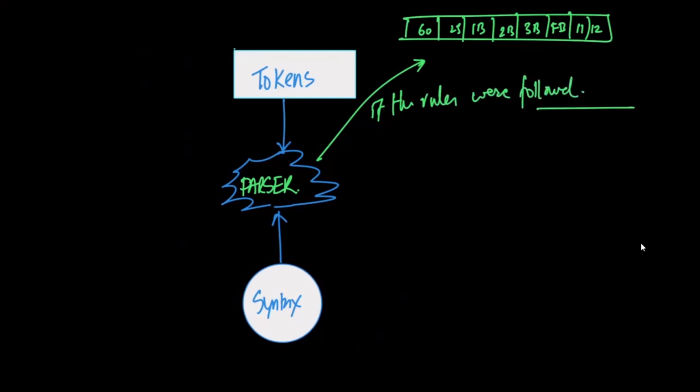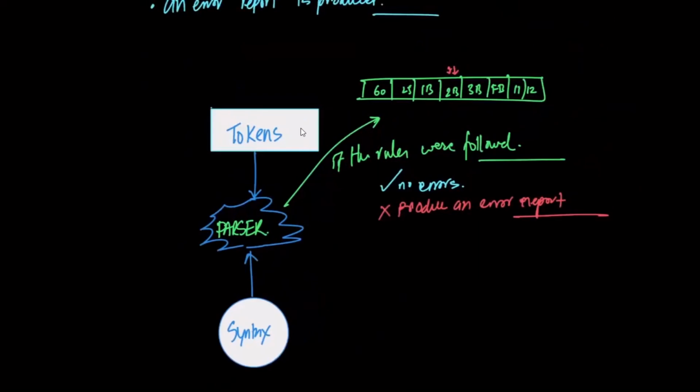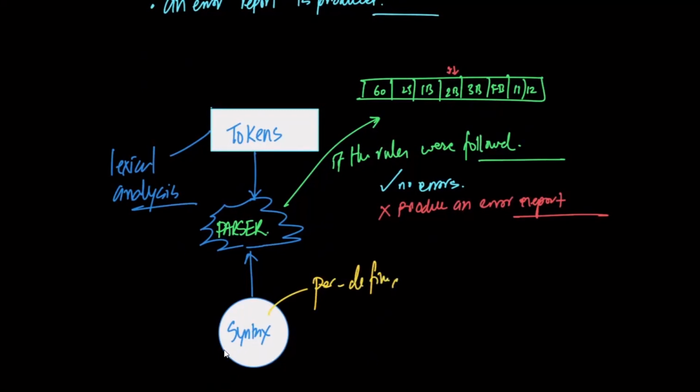If the rules were followed, then it's going to produce no errors, or else it's going to produce an error report and note where the particular error has occurred. All right, so that's the job of the parser, using the syntax of the language and tokens. Now these tokens come from lexical analysis. That's the first step. And the syntax over here is predefined. To predefine a syntax for a programming language, we use a new form.